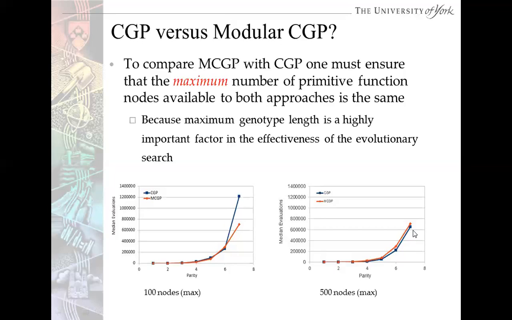So at present, it doesn't look like having modules gives you much of an advantage. My view is that modular CGP is a really nice idea, and it ought to help a lot, but it doesn't seem to help over standard CGP. So the question is why, and how do we make sure it does help? I think this is an open research question.